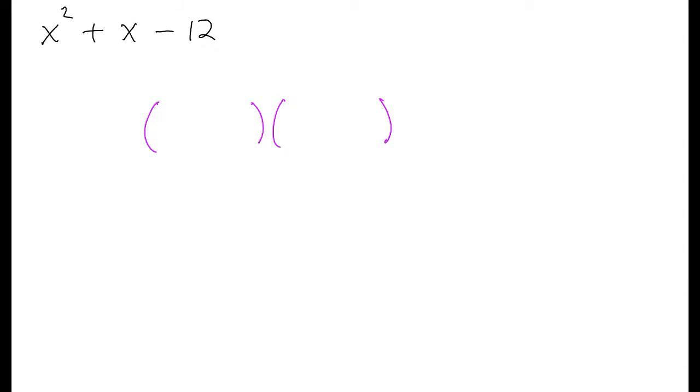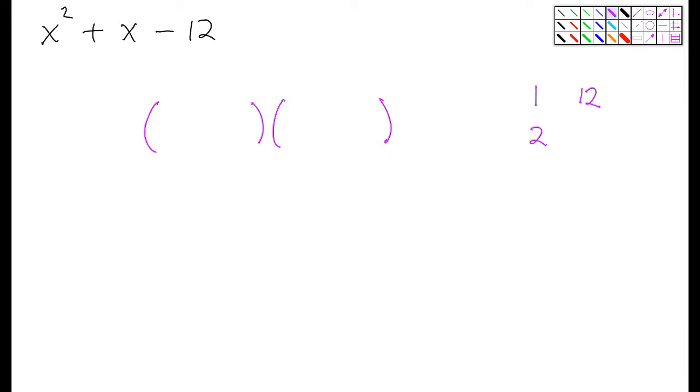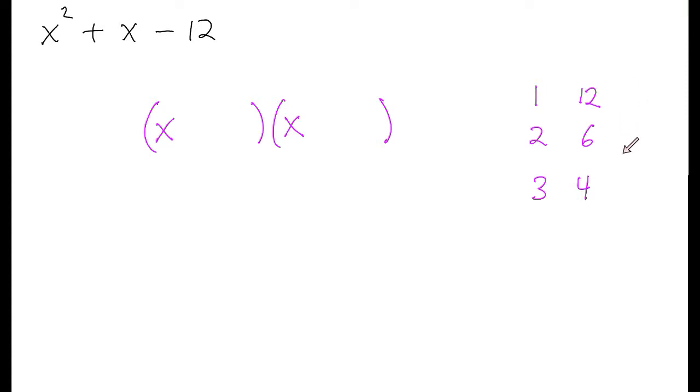You may want to write down the factors of that constant term. I'm going to do that right now. 1 and 12, 2 and 6, 3 and 4. Okay, I think that's all of them. In the beginning of the parentheses, I'm going to have an x and an x. Which of these pairs, they all multiply to give me 12. Which of them add to give me a 1?